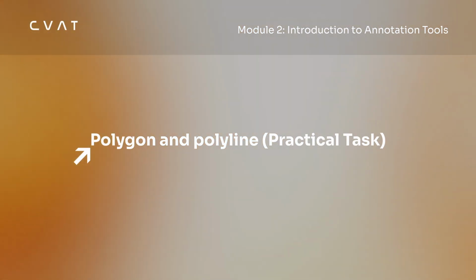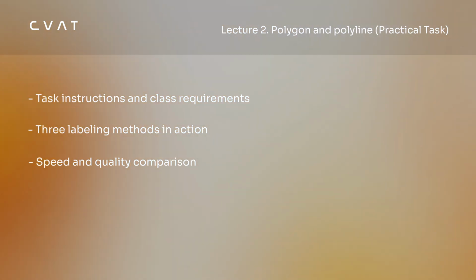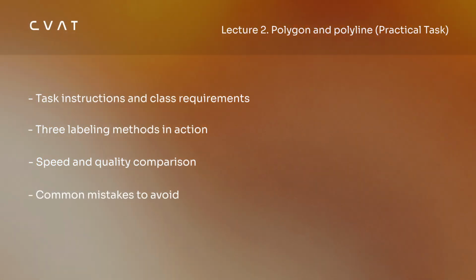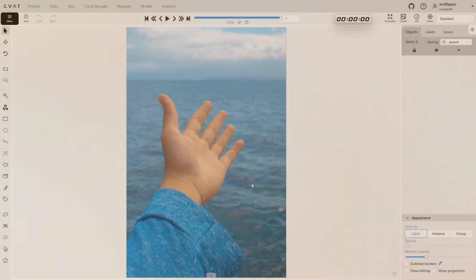In this video, we'll take a look at Polygon annotation in a sample task. We'll walk through the three main labeling methods, compare their speed and quality, and cover some common mistakes to avoid. Let's get started. Let's review the instruction.